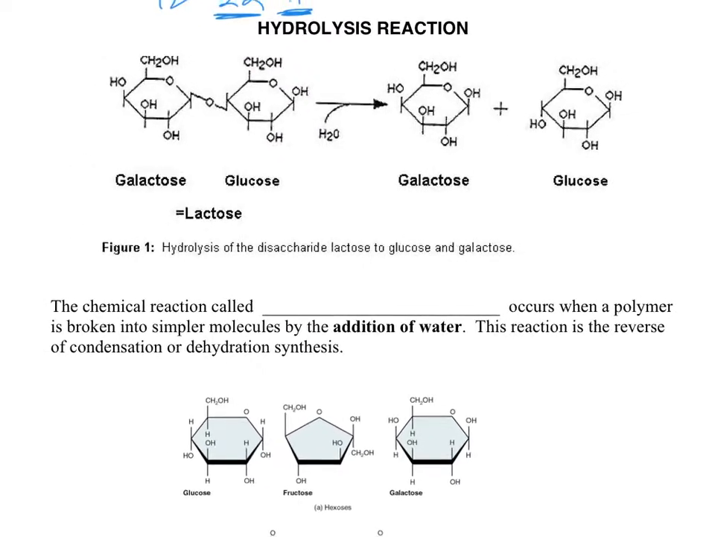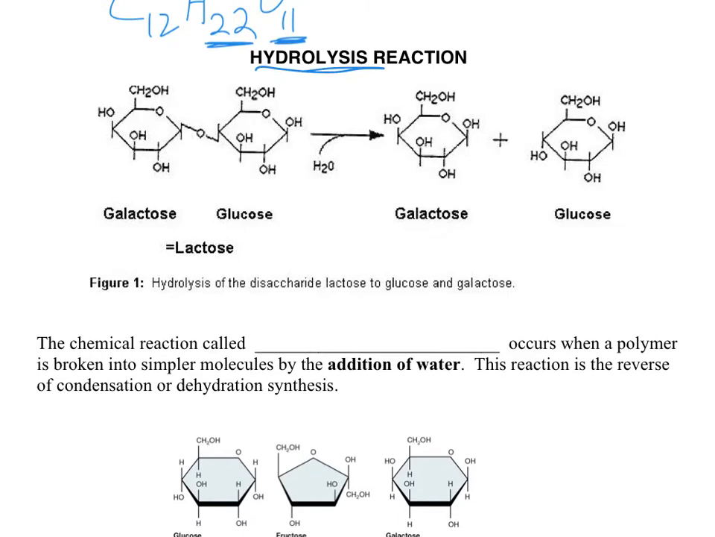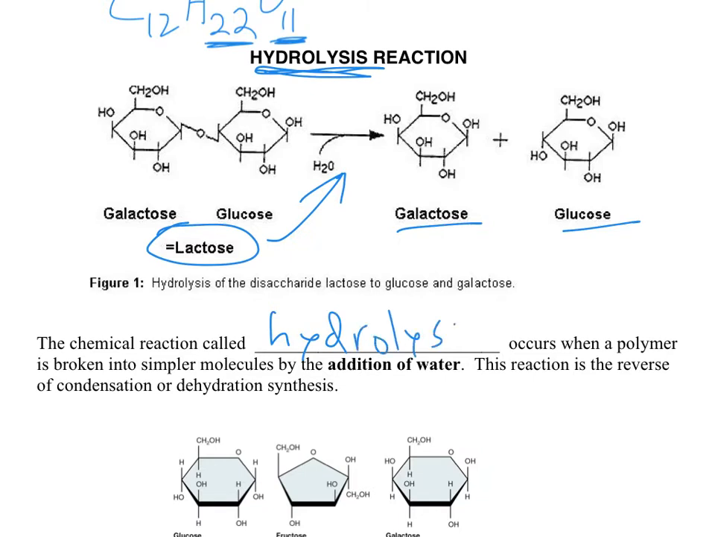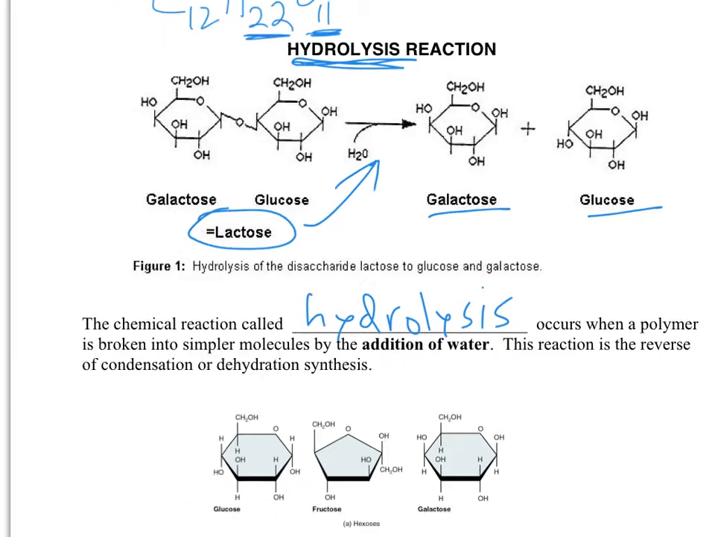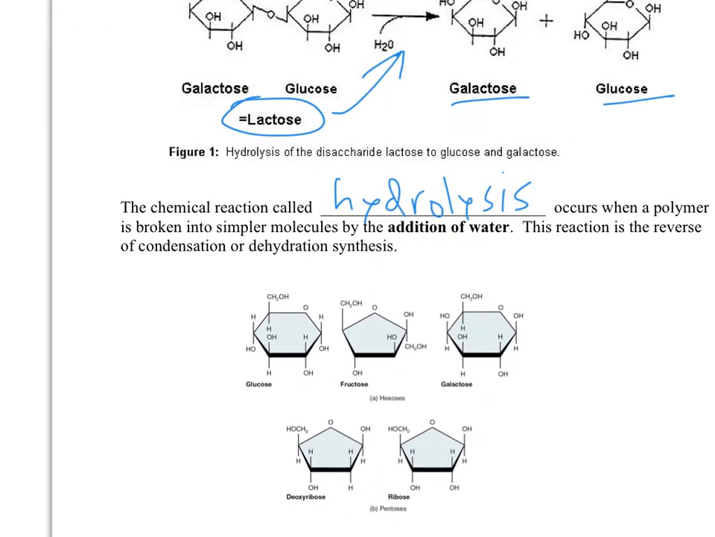All right, so a hydrolysis reaction literally means breaking apart with water. So this is showing how you have two joined together. You have lactose joined together. You're going to add a molecule of water, and it's going to break it apart into its two parts. So that chemical process is called hydrolysis. And so that's the breaking apart with the addition of water. It's the reverse of condensation or dehydration synthesis.